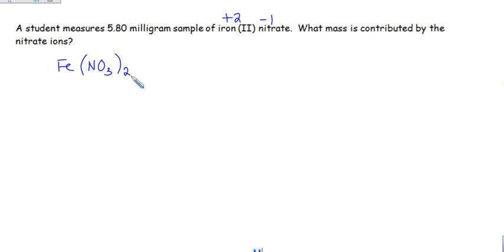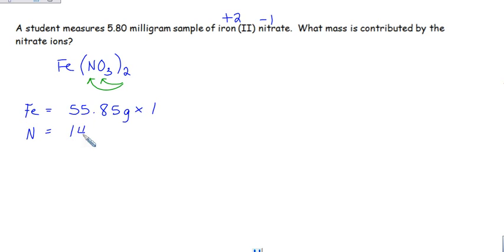All right, so we can find the molar mass. You plug this in your calculator. I will need to distribute the 2 amongst both the nitrogen and the oxygen. So in my calculator, here's what I'm doing. Iron. On my periodic table, 55.85 grams. There's only one iron.